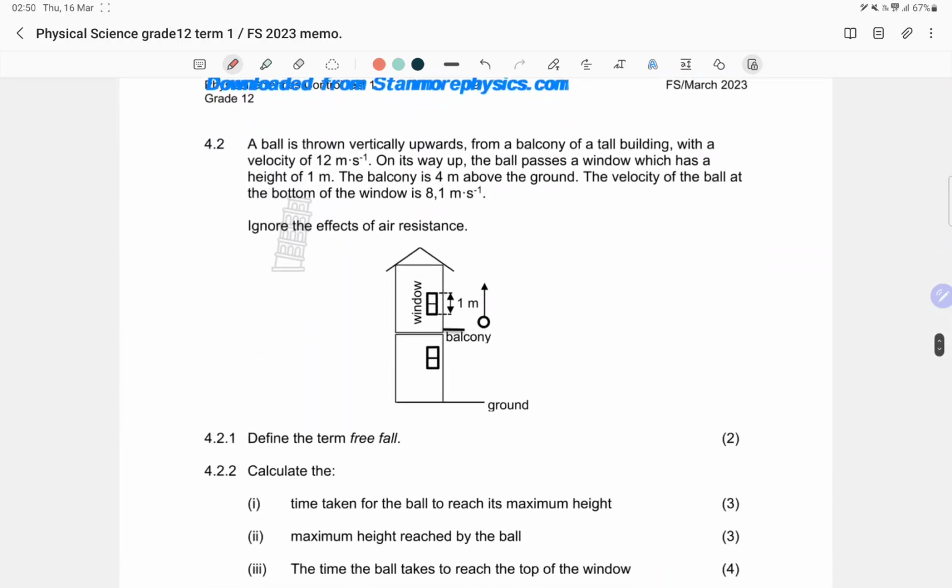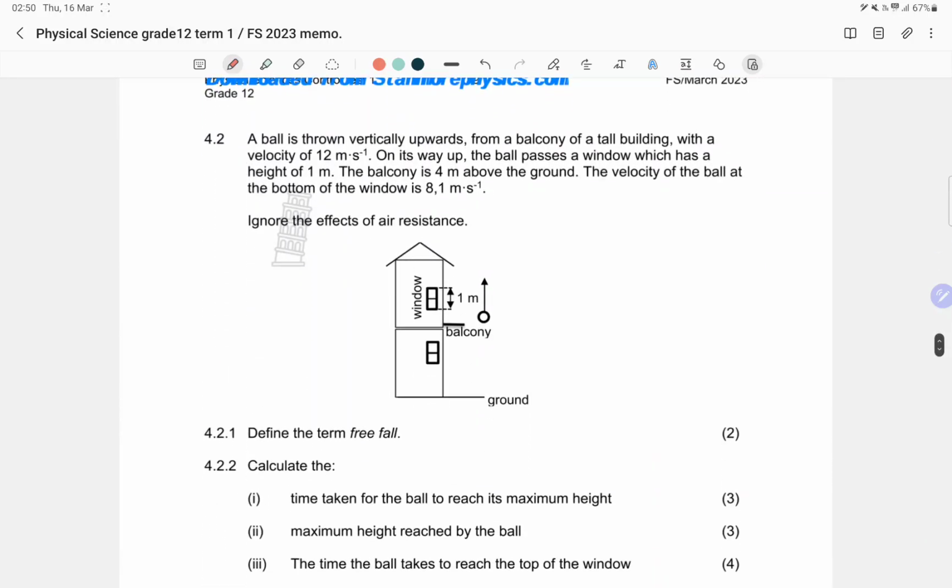Okay, guys, let's move on. We have got a second part here. Now, we're told a ball is thrown vertically upwards, from a balcony of a tall building with a velocity of 12 meters per second. So this one becomes a projectile. On its way up, the ball passes a window which has a height of 1 meter, and we can see that on the diagram.